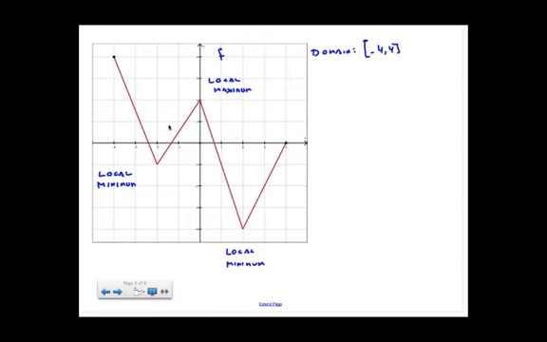Now, those are local extrema. If we consider the entire domain, then this point here, (-4, 4), would be called the absolute maximum because this point has the highest y value of all y values in the domain. And then this point (2, -4) is not only a local minimum, but it's also the absolute minimum because it is the smallest y value in this graph. Out of all possible y values, this is the smallest one right here.